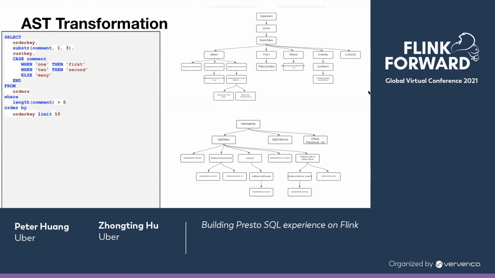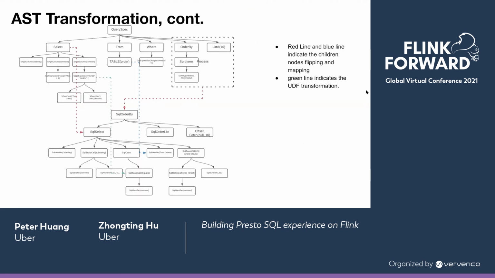Can you go to the next page, please? Continuing from the previous graph, the goal of the AST translation is how we can seamlessly translate the first tree structure into the next one. If we look at some of the details of this query, the red and blue lines indicate the children nodes that need to be flipped and mapped. Basically we need to look at this select subnode in Presto, and we want to generate the SQL select subnode in Flink.